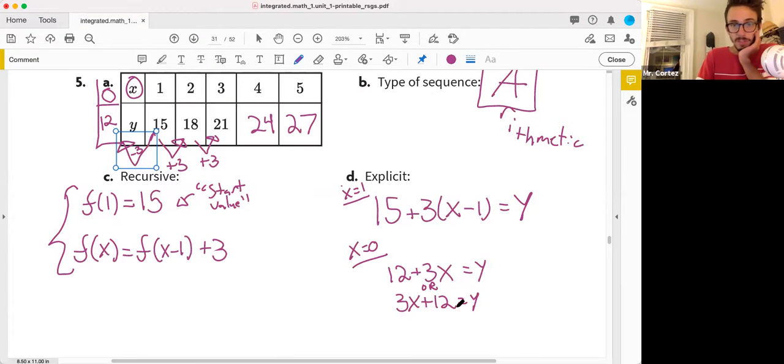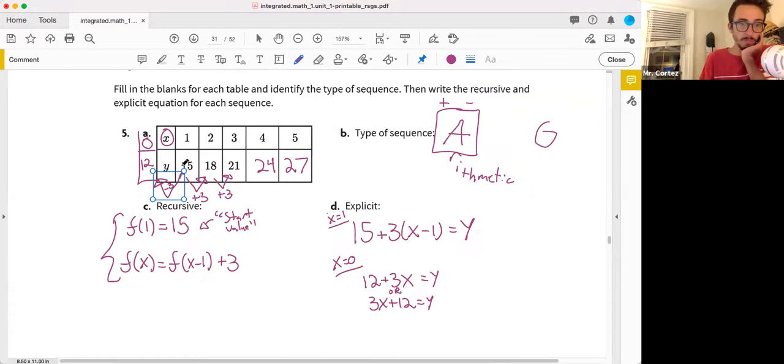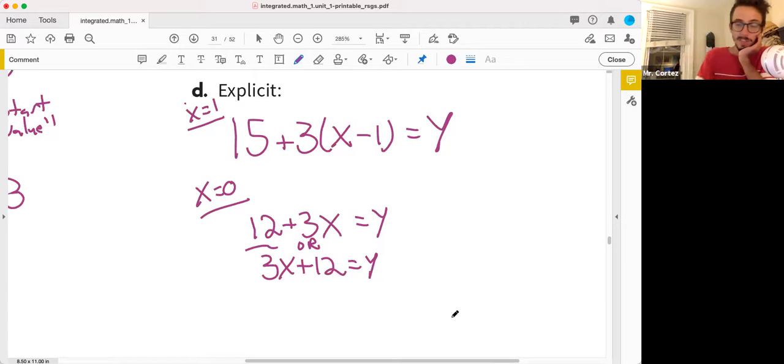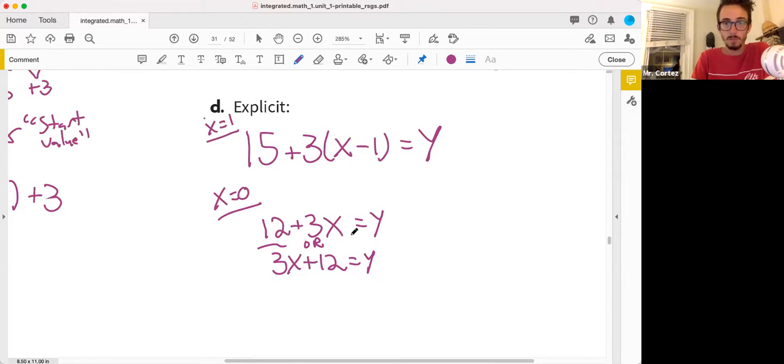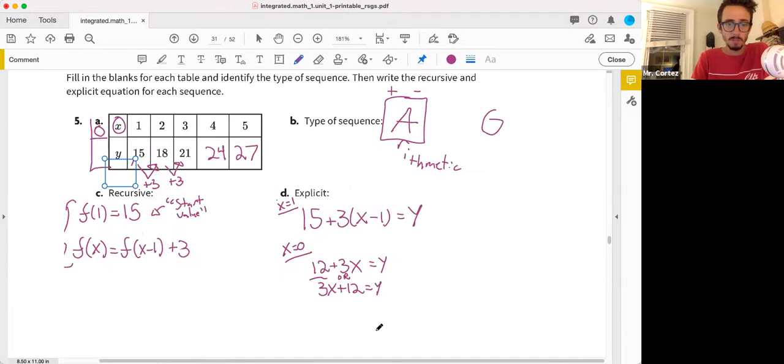You have 2 ways you could have expressed this. If you go back to the 0 term, deducting 3 from 15, that gets you 12. So starting at 12, you add 3 just x times, again, because x equals 0 here. If you want to rearrange that, 3x plus 12 equals y. Good. Hope that works for everybody. Pause it. If you're missing something, let me know.